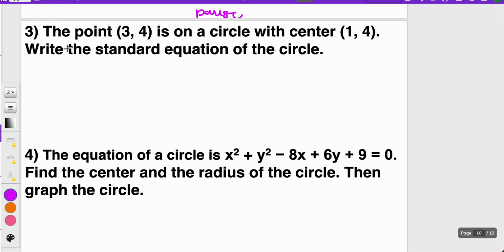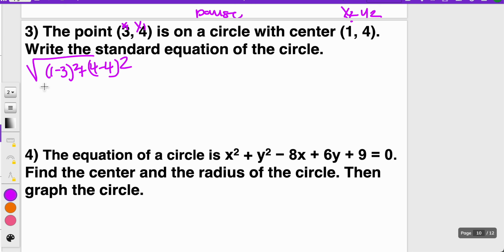All right, so for these, we're just writing the standard equation of a circle. We do not need to find the graph, but what we do need to know is this point, 3, 4 is on the circle with center of 1, 4. So we need to find the distance. Since I don't have a picture here, you could draw a picture and then see if the Pythagorean theorem works, or just do the distance formula. So distance formula, remember, is the square root of x2 minus x1 squared plus y2 minus y1 squared. So I would say this is my x1, y1, x2, y2. So I'm going to do 1 minus 3 squared plus 4 minus 4 squared.